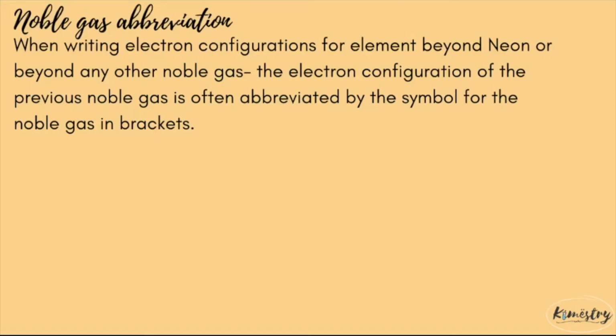Okay, so let's move on to noble gas abbreviation. When writing electron configuration for an element beyond neon or beyond any other noble gas, the electron configuration of the previous noble gas is often abbreviated by the symbol for the noble gas in brackets. So the definition is kind of confusing, but just keep in mind that if you write the electron configuration for an element that is beyond neon, so basically starting from sodium, you can do noble gas abbreviation. So let's do one example.